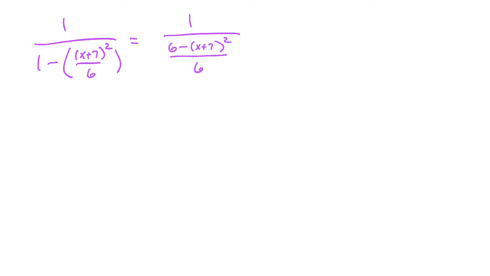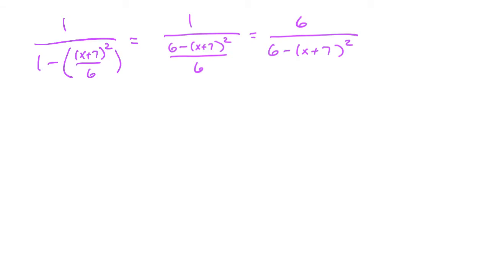So in my expansion, I have 1 over 1 minus, and what I'm substituting in is x plus 7 squared over 6 in for x. Now I just go through and simplify the algebra on this. So 1 over, getting a common denominator, I have 6 minus x plus 7 squared, all of that over 6. So dividing by a fraction, multiplying by the reciprocal, I have 6 minus x plus 7 squared.